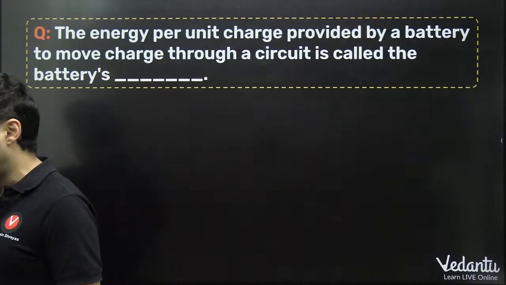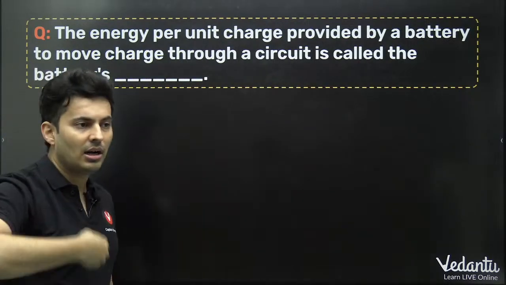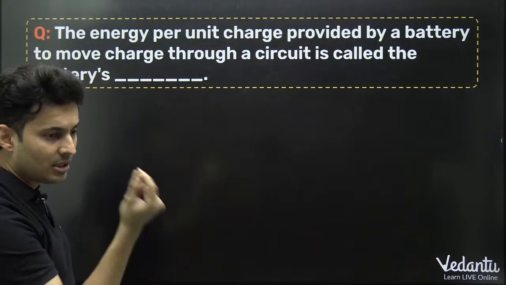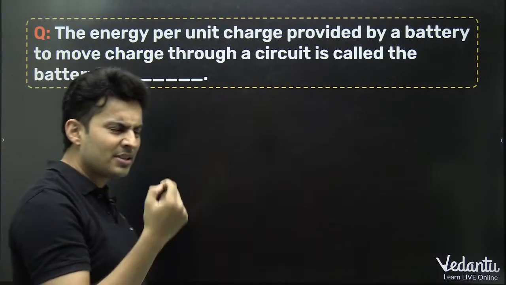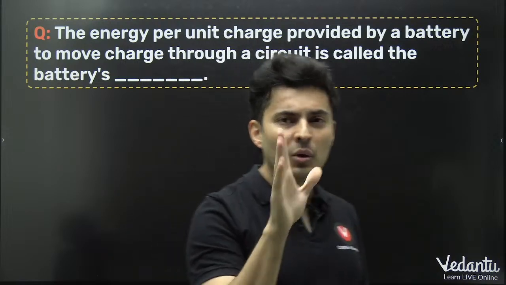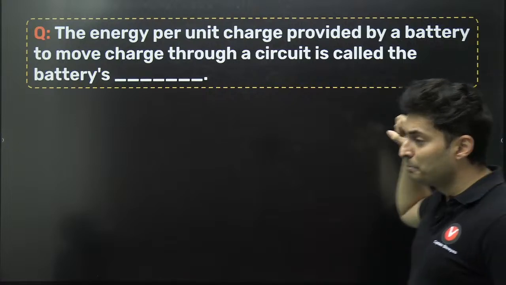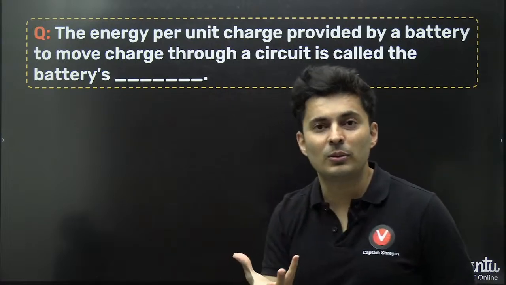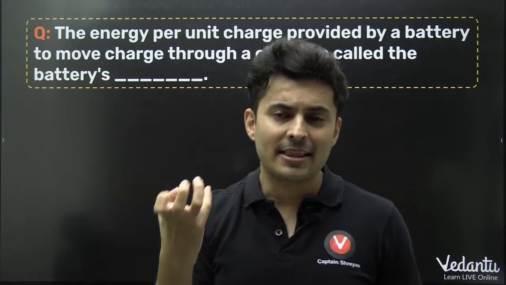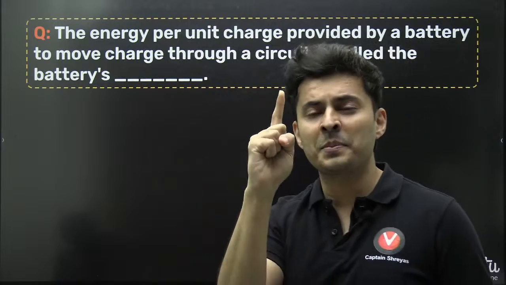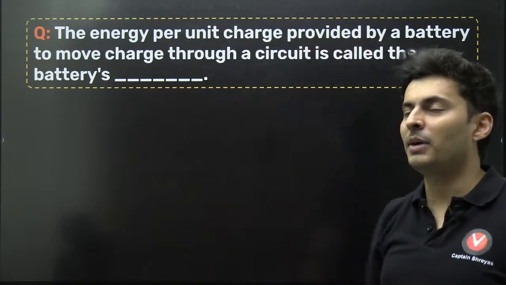If you take a battery and you move a charge around the circuit, the energy per charge, joules per coulomb, you'll be like, sir, is it not called a voltage? No, read the question carefully. Joules per coulomb by a battery. What does a battery do? Battery provides energy, and that energy provided per coulomb is called the EMF of the battery.